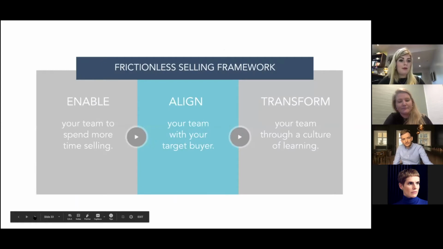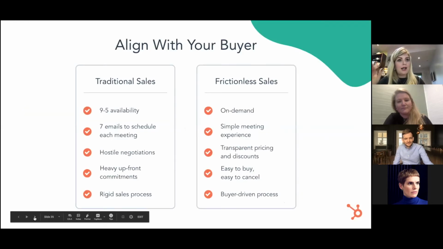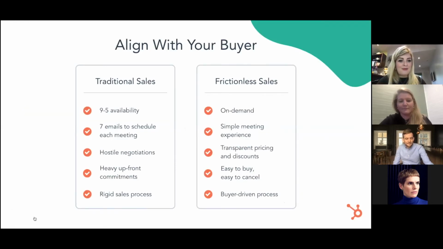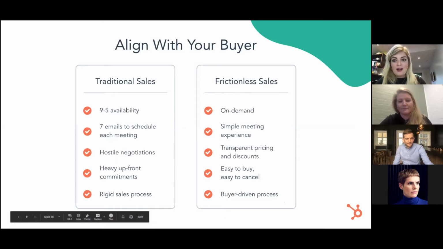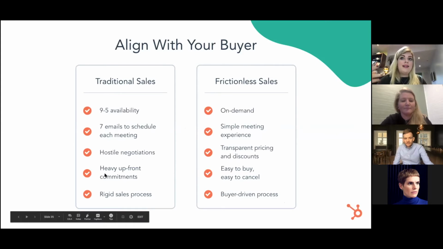The next step, align. And again, you can have a look at this after today's conversation. But just prioritize the buyer. That red circle in the middle, that customer is at the forefront. So we discussed the last day, like people expect you to be on 365 days of a year. This is the frictionless selling process. We need people on demand. If that's a chatbot you use, I want to interact with the business 24/7. I want a simple experience. I want it easy to buy, easy to cancel, and buyer driven.